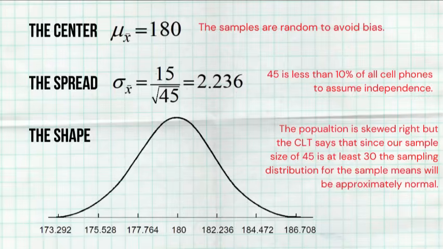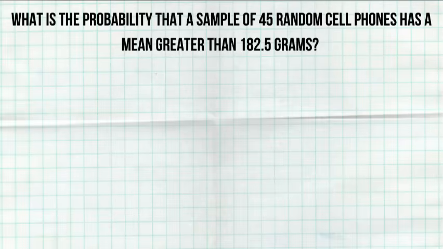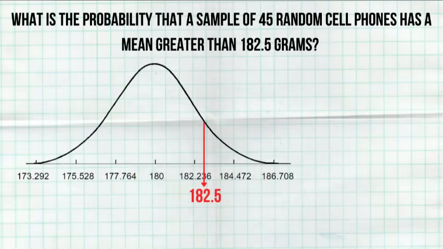A really powerful theorem. So once again, in this normal distribution, we have 180 right smack dab in the middle. Then we could go up 1, 2, 3, and down 1, 2, 3 standard deviations. Now, what kind of questions could I ask you based on this model? Well, we could say, what is the probability that a sample of 45 random cell phones has a mean greater than 182.5 grams?